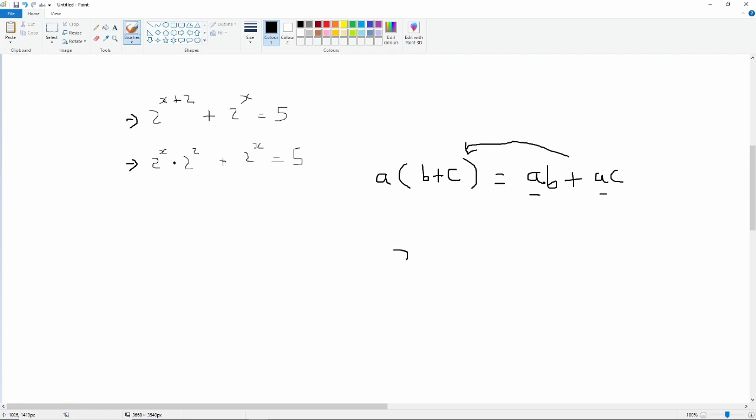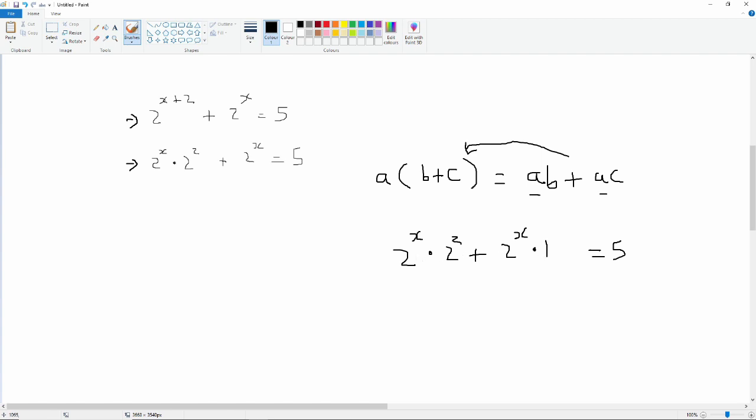So we've got 2 to the power x multiplied by 2 to the power 2 plus 2 to the power x, and that's equal to 5. But we haven't got this 2 to the power x multiplied by anything, but if you multiply any number by 1 it doesn't change, so we can imply that that's 2 to the power x times 1.